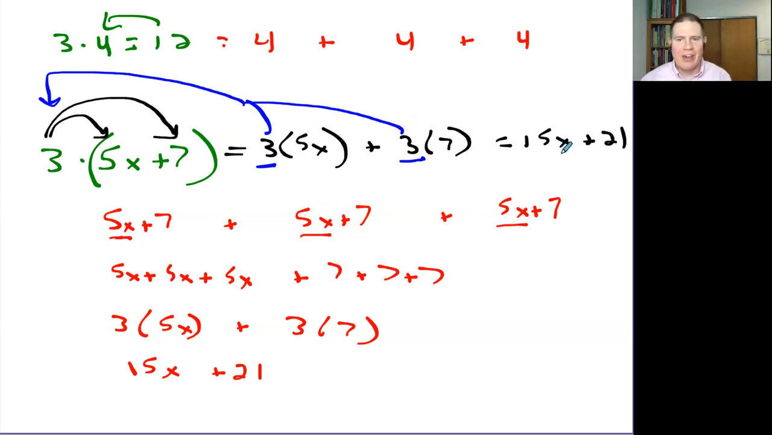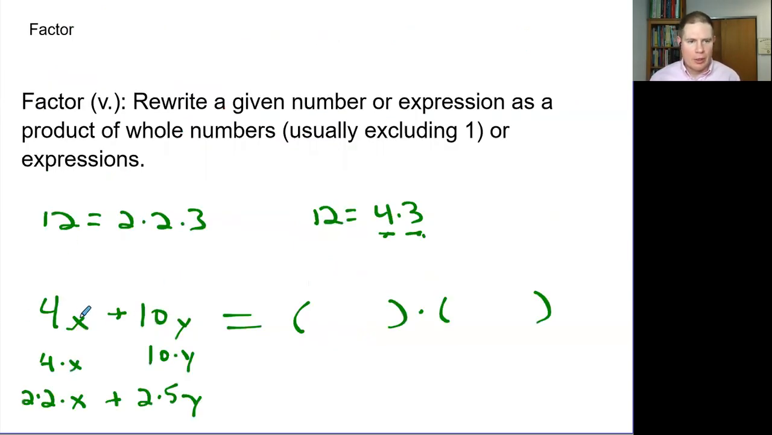Right? I can factor this expression by finding the common factor of those 2 terms, putting that as a factor to be distributed, and then times the remaining parts on the inside. So let's apply that here. 4x, that's 2 times x. 10y, that's 2 times 5 times y. Are there any factors showing up in both of these lists?